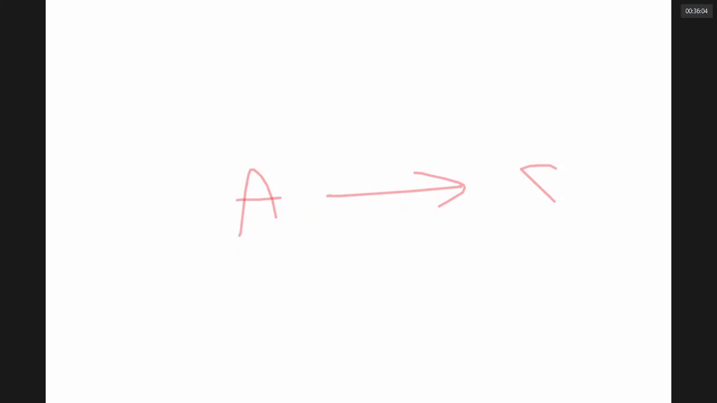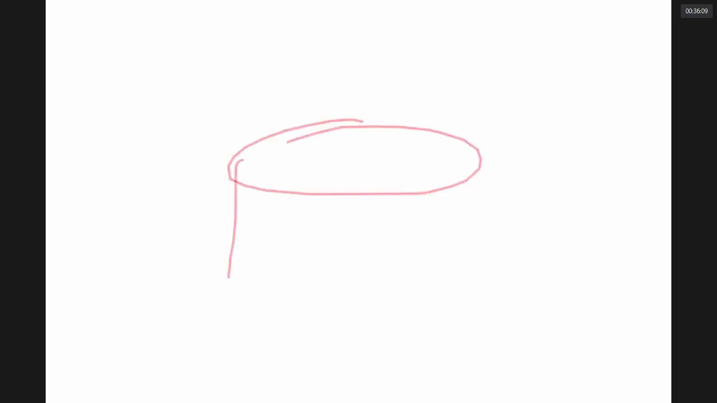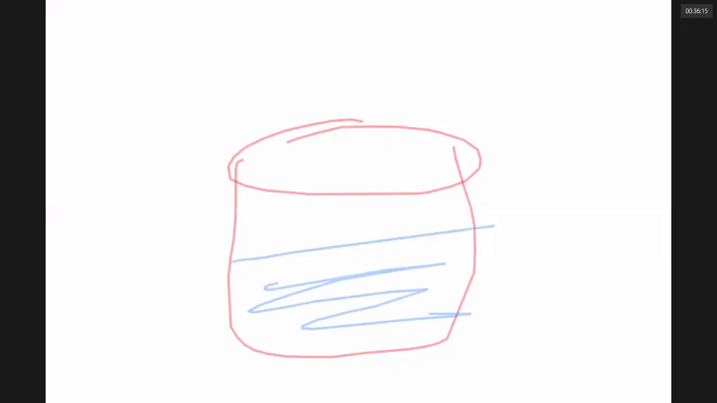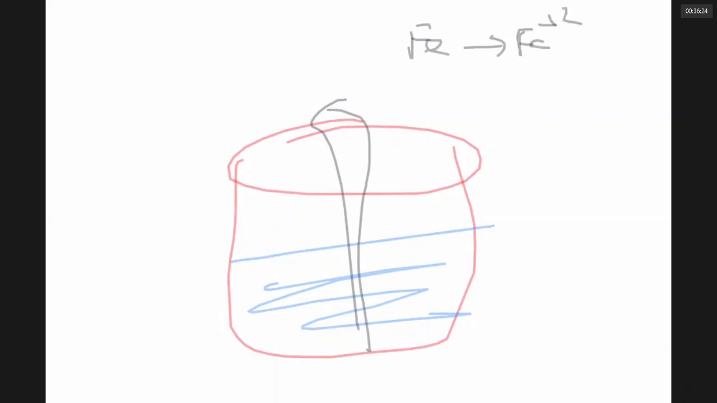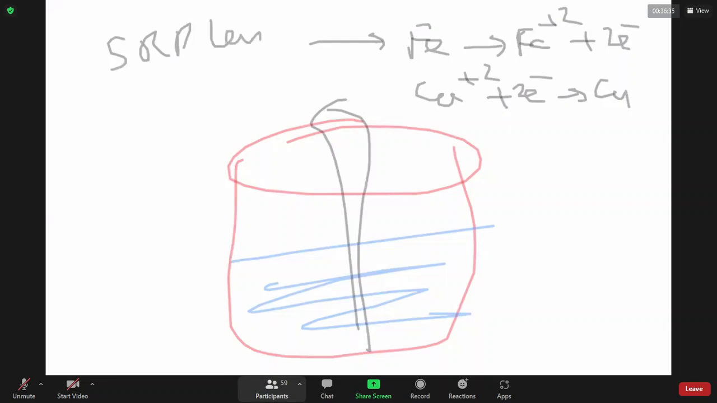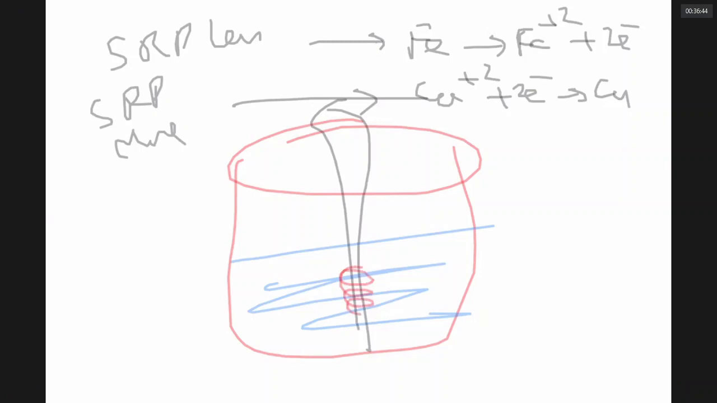Now, if I take a blue color copper sulfate solution and I put an iron nail in it, what happens, sir? Iron has a tendency to lose electrons, and Cu2+ has a tendency to gain 2 electrons. Iron electrode SRP is less, copper SRP is more. It is obvious. So urgently, on the surface of this nail, red color copper is deposited.